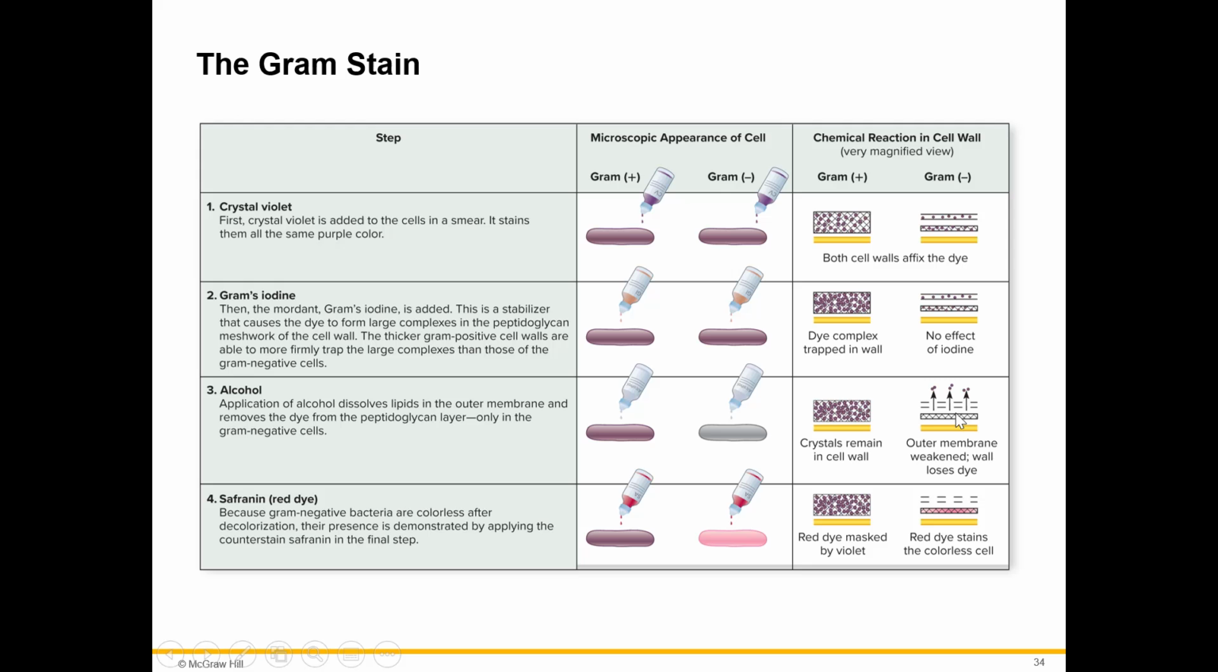Because these are clear now, when we go to the next step, we can see that when we add safranin, which is the counter stain, adding this pink safranin color to a purple cell is just going to make it a more pretty purple color. But when we add pink safranin to the clear cell, it turns it pink. So at the end of the staining procedure, gram-positive cells are going to appear purple, while gram-negative cells appear pink or red in color. So some terms to make note of: the crystal violet is the primary stain.